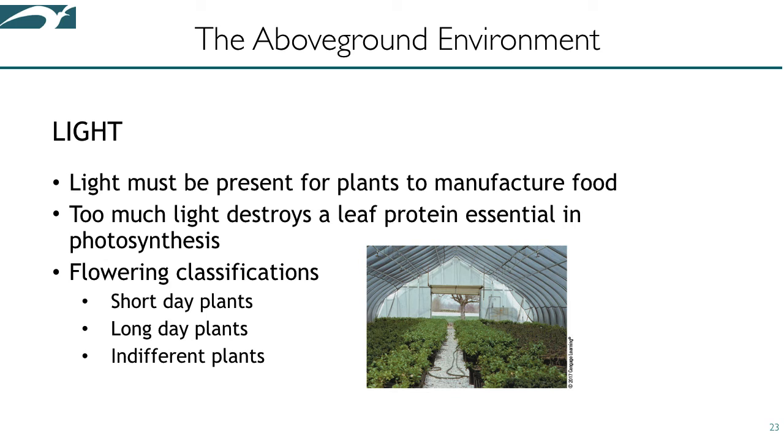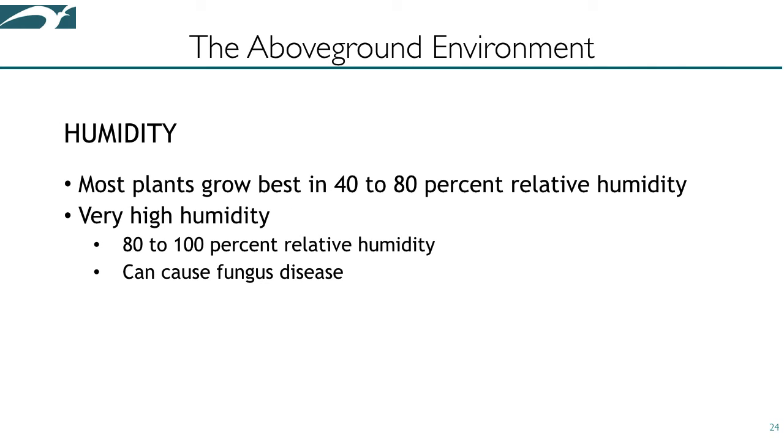Light must be present for plants to manufacture food. Too much light destroys the leaf protein that is essential within the photosynthesis process. Flowering does not take place as much as it would like to. Short days and too-long days for the plants, and different days, so all these things need to be taken into consideration.